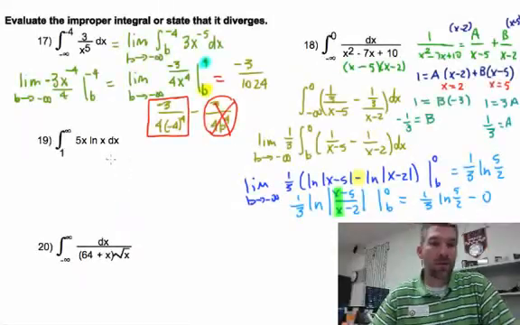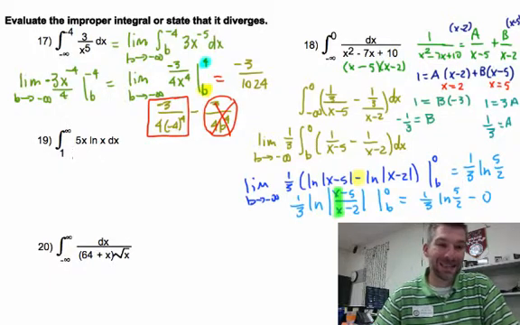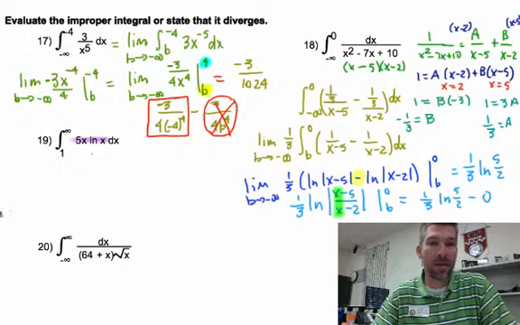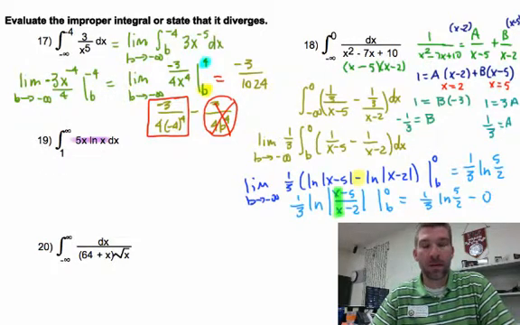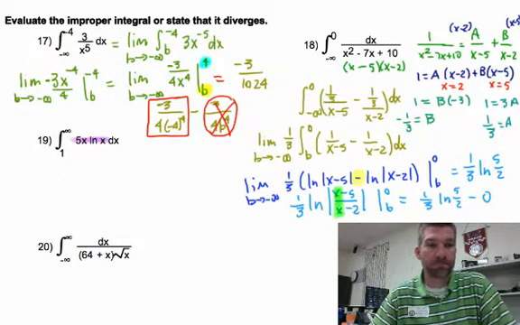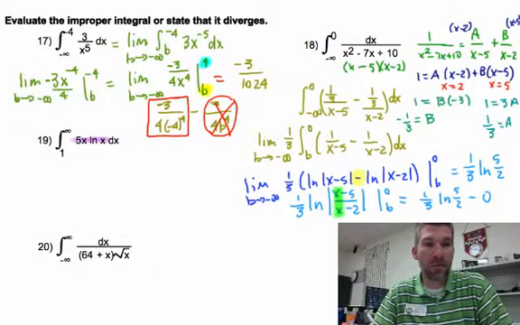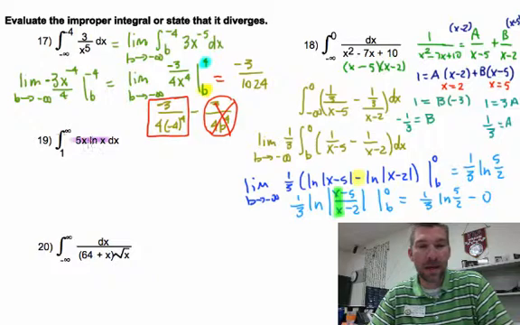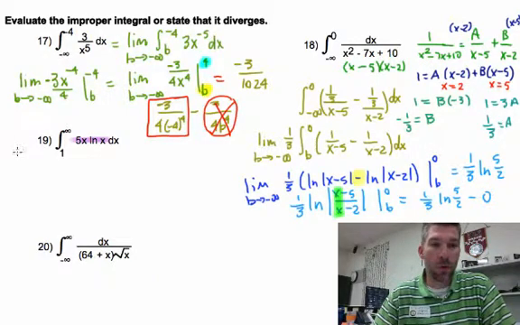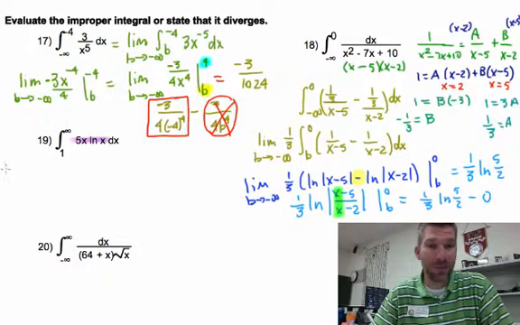Okay, so on 19, we've got the improper integral from 1 to infinity of 5x natural log x dx, and when I see this, I automatically think integration by parts. Why do I automatically go there? Because I don't see a way for either one of these to be a u to make a u substitution. So what we're going to do is set up our integration by parts real quick before we even look at our limiting process.